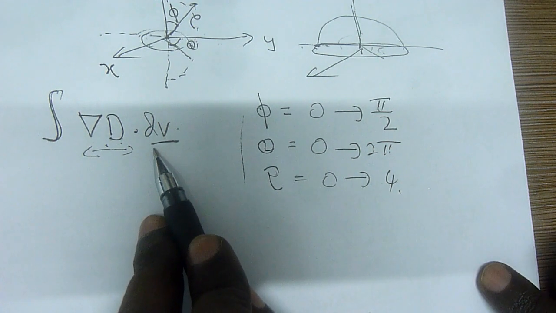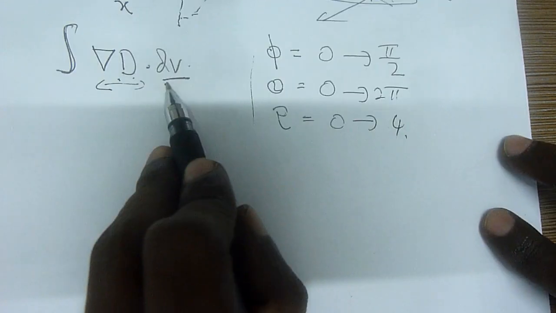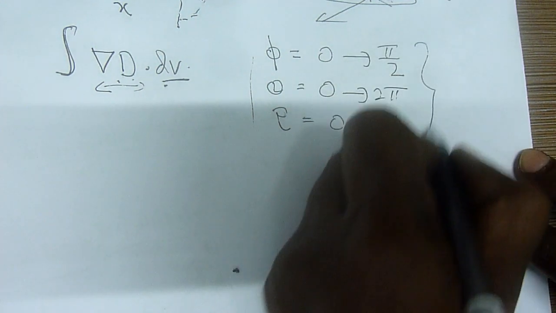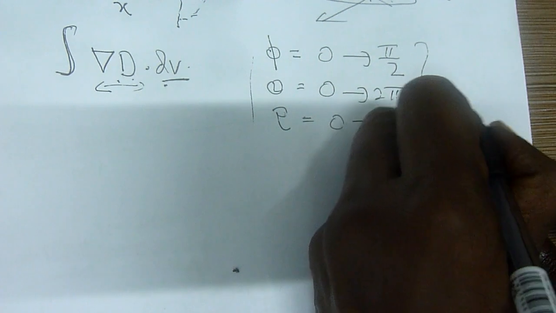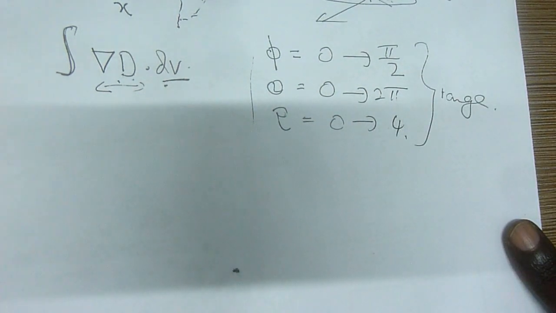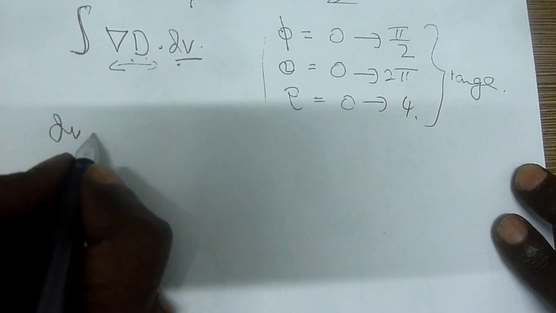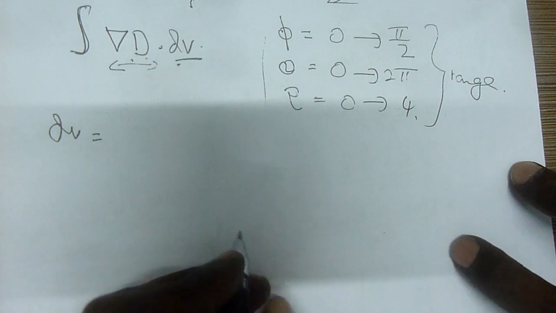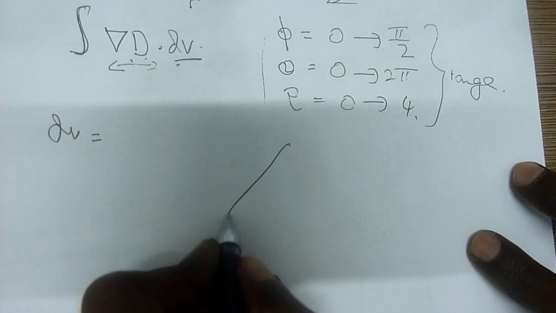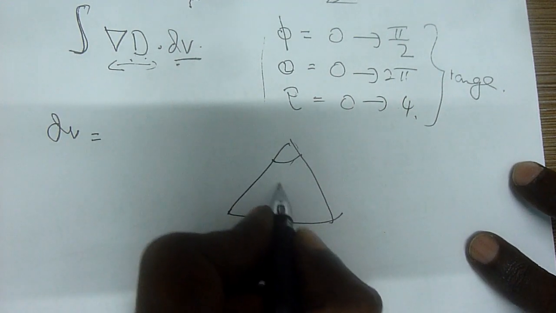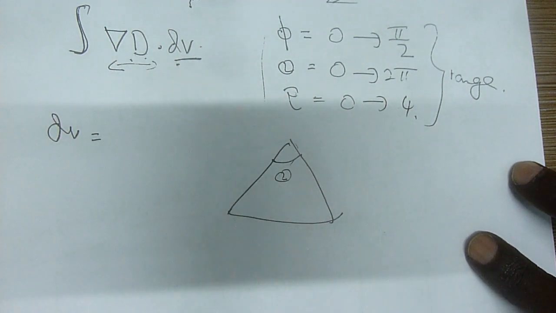Okay, dV for the spherical coordinate, I have taught you. I have taught you this is the range. Now let us identify the dV. Okay, dV for this particular case, let me draw. Okay, we know there is a theta. I am teaching it again.